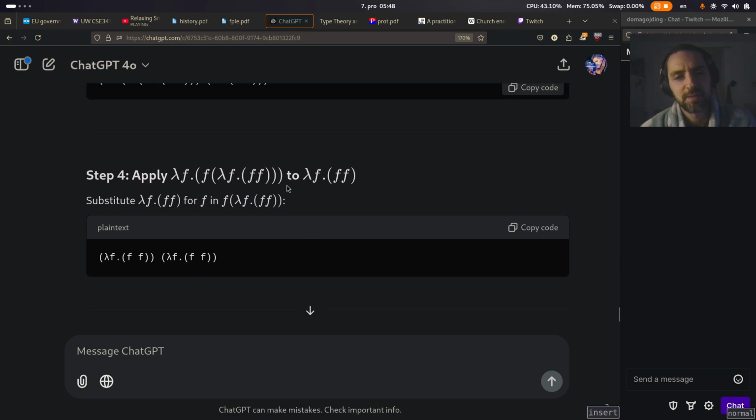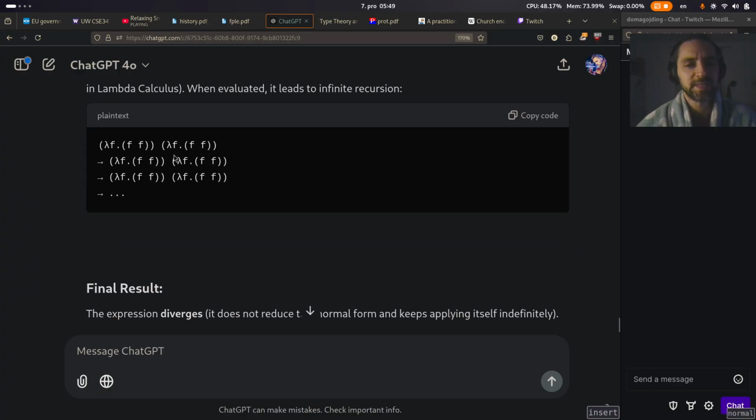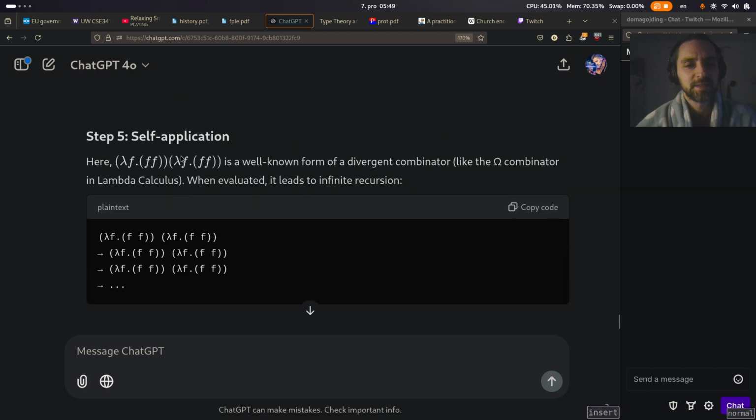Apply. Okay, now we apply this too, of course. Substitute lambda f dot ff for f, and we just substitute it, and there are a lot of f's, and we get this. Self-application. Yes, here is a well-known form of divergent combinator, like the omega combinator in lambda calculus. When evaluated, it leads to infinite recursion. Lambda f dot ff, lambda f dot ff. Oh, interesting. A well-known form of a divergent combinator, like the omega.